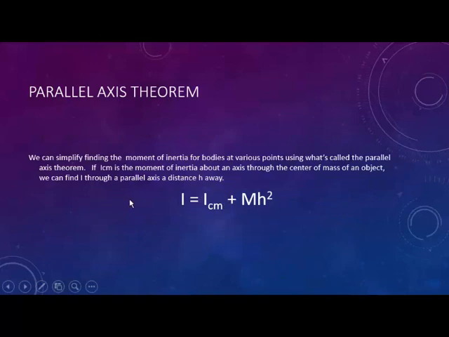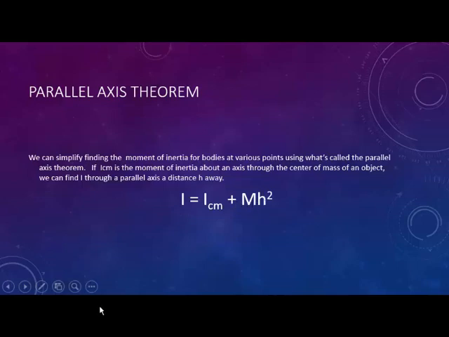We can use something called the parallel axis theorem. Again, I'm just going to present this to you guys. I really doubt you'll ever have to use it, but it's a way to find the moment of inertia for objects if we know what the moment of inertia is for them, but we want to find a specific location away from the center of mass. So it's there if you need it.